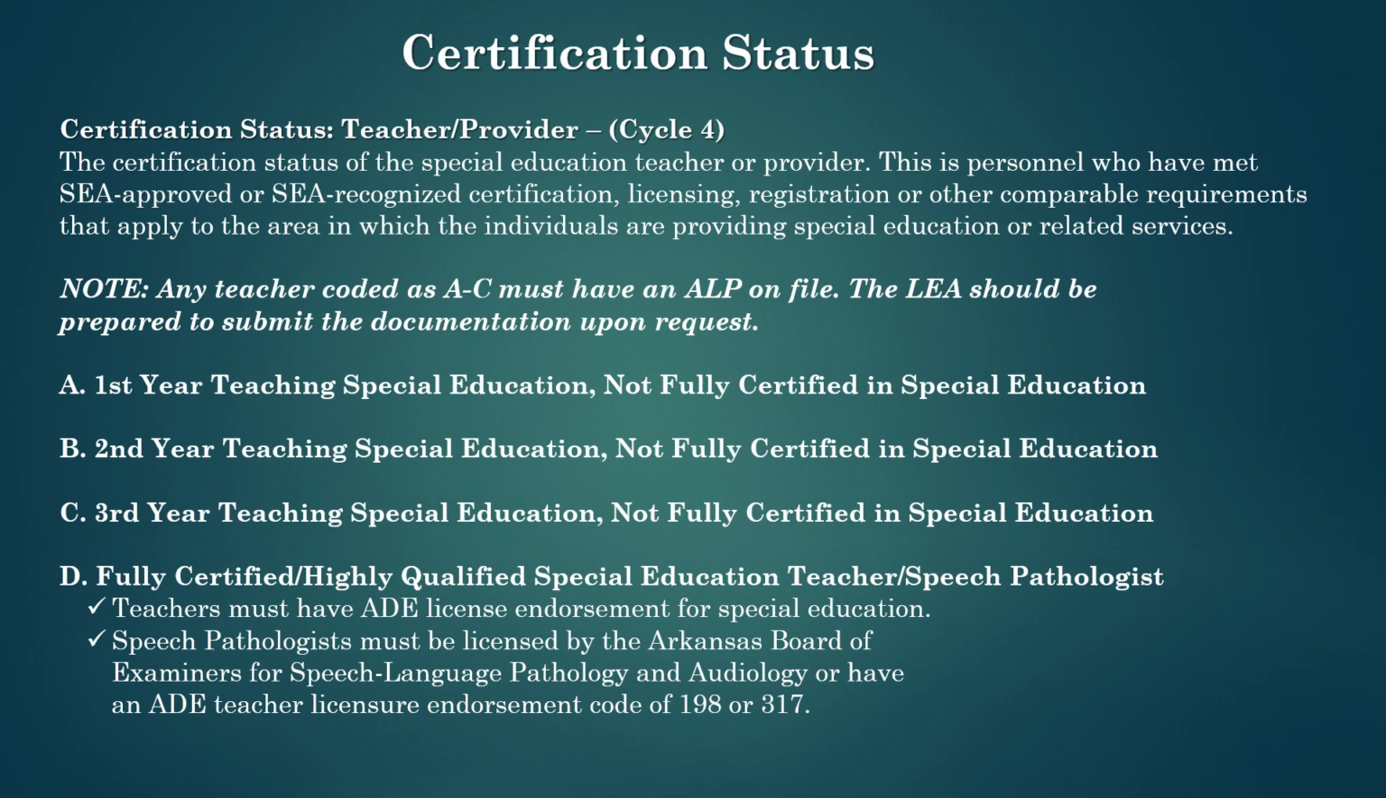We will now discuss the employee certification status. If a teacher is working towards certification as a special education teacher, they have up to 3 years to complete that process, called an ALP. The teacher will then be marked A, B, or C depending upon where they are in the process. In the license field, the letters ALP are entered along with the license the person is working towards. D is a fully certified teacher or speech therapist. Teachers receive their license from ADE, while SLPs receive their license from the Arkansas Board of Examiners of Speech Language Pathologists and Audiologists.